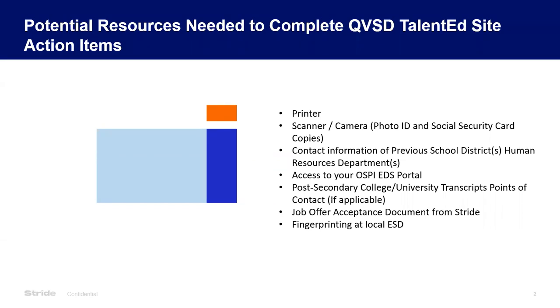Potential resources needed to complete this layer of onboarding are a printer, a scanner or camera, contact information of previous school districts' human resources departments, access to your OSPI EDS portal, points of contact for obtaining your post-secondary college or university transcripts, your saved job offer acceptance document from Stride, and fingerprinting at the local ESD.